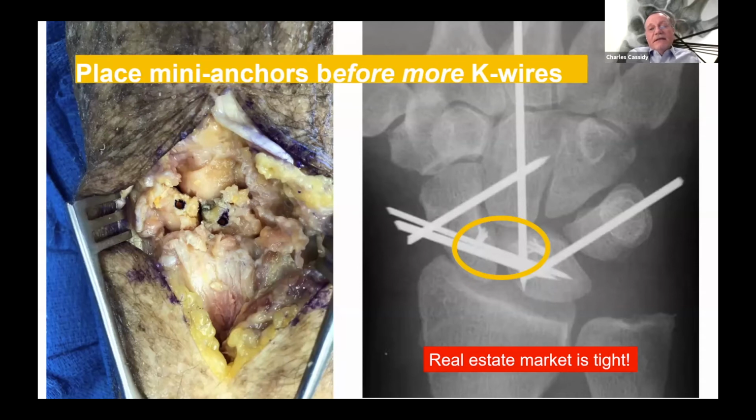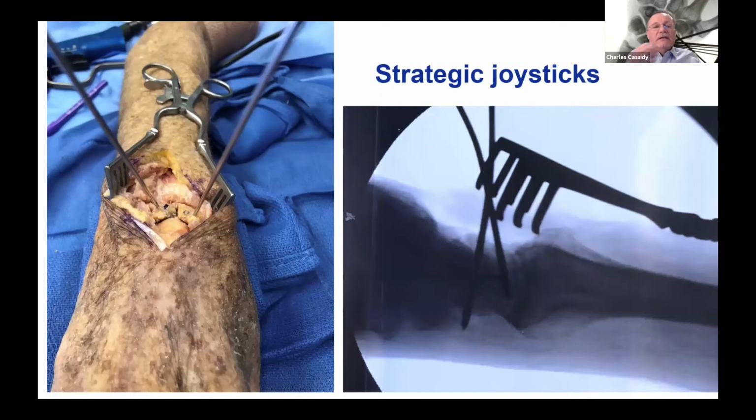And then for me, it's a little bit of a Rubik's Cube. So you can either reduce the scaphoid and lunate first, or reduce the capitate and lunate first. But it all has to sort of go together. So next is be strategic about the joysticks. You want to put some joysticks in that are fairly stout that you can control the scapholunate interval with, but put them in a place where they're not going to be in the way when you place your pins.